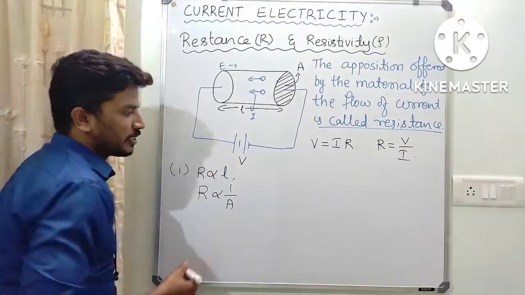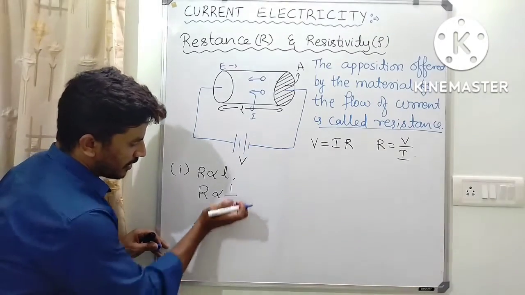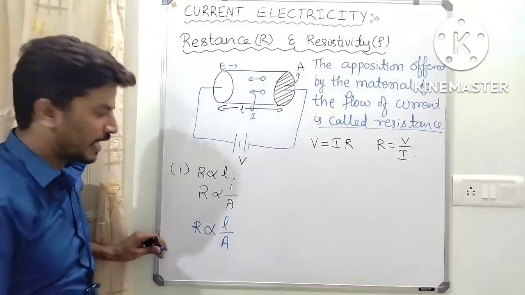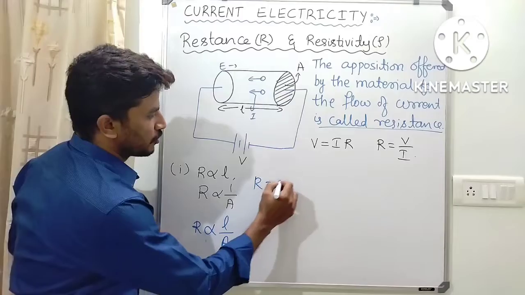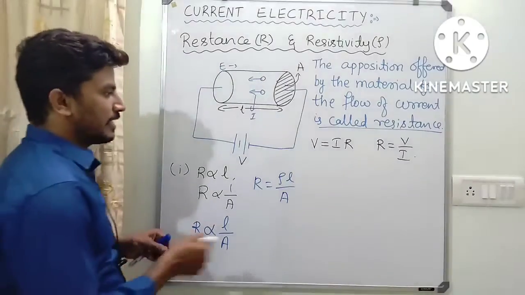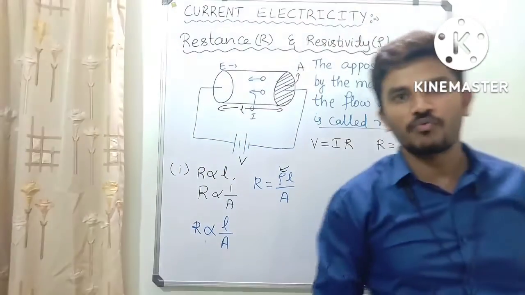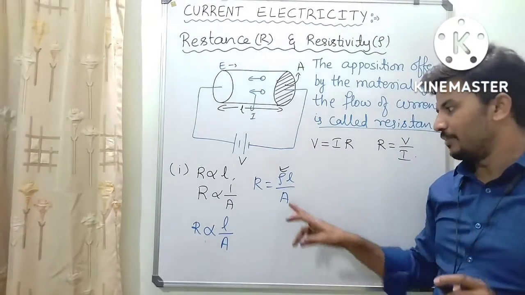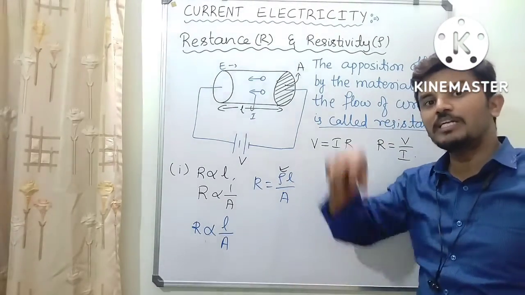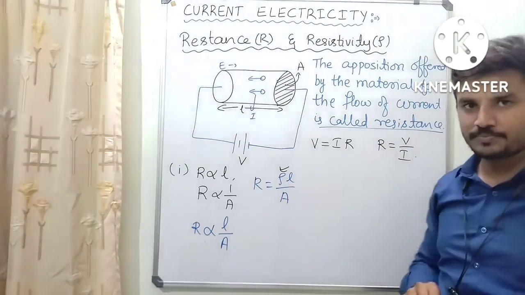So inversely proportional. Combining these two, I can get R is directly proportional to length and inversely proportional to area. Remove this proportional sign, R is equal to rho L by A, where this rho is called resistivity and it is constant for a given material of any length and any area. So whatever the length of the conductor, whatever area of the conductor, resistivity will not vary, but from material to material it varies. Okay, so R is equal to rho L by A, so that is called resistivity.